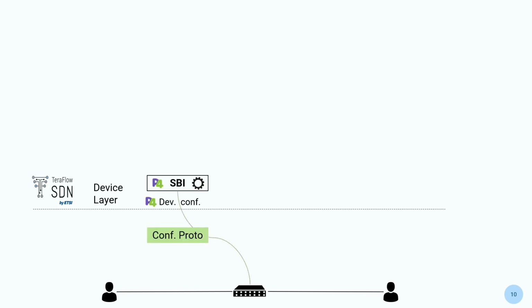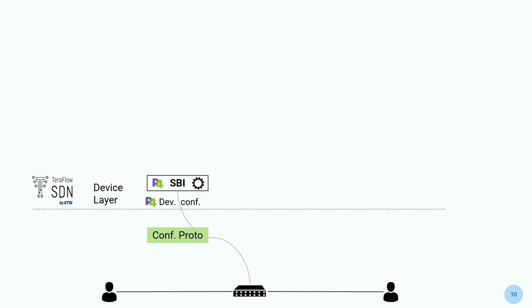What the SBI component does, and I will specialize this SBI for this particular talk only on P4. However, as you saw earlier, we support a lot more protocols here. So what this SBI does is it has a way to handshake with any P4 device, bring this device into the TerraFlow controller ecosystem, and then be able to configure this device through P4 runtime, the protocol that we use to configure P4 switches at runtime.